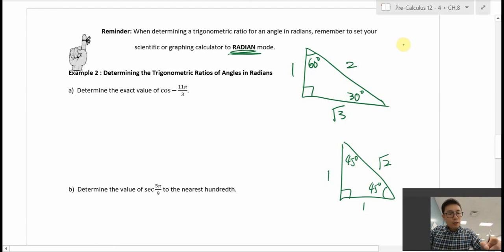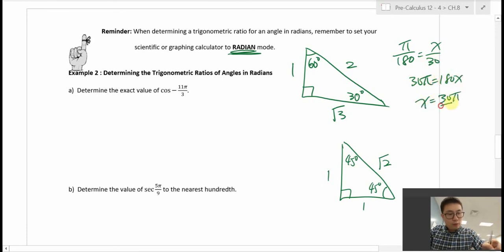By using the same procedure, I'll do one here. 1 pi over 180 is equal to x over 30. You should get 30 pi is equal to 180x. So x would be 30 pi over 180, which means it's pi over 6. So 30 degrees is actually pi over 6. You can do the same thing for 45 and 60, and you should get pi over 4 and pi over 3 respectively. So I'm just going to write it down.